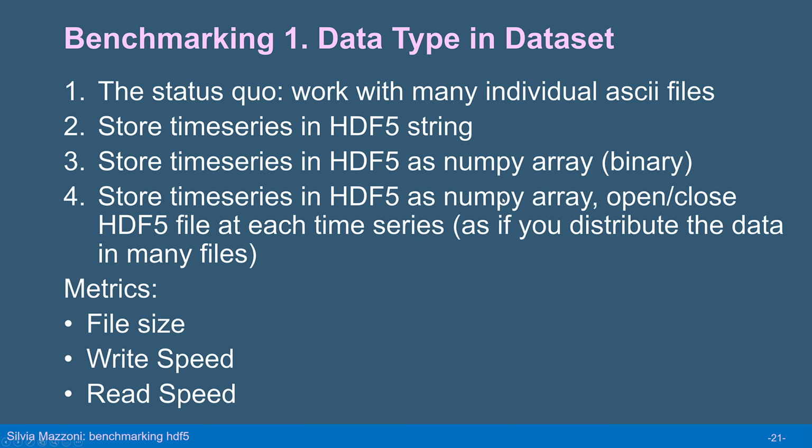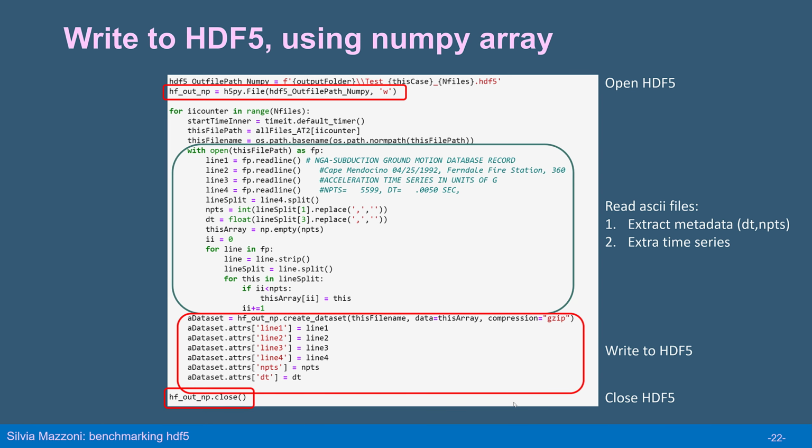So the difference there is going to be in how long it takes to write and read the data if I was managing different files, as well as the file size, but the file size shouldn't really matter too much. Therefore, those are the metrics that we're looking at: file size, write speed, and read speed. Okay. Here's a script. It's a simple script to show you how easy it is to write NumPy data.